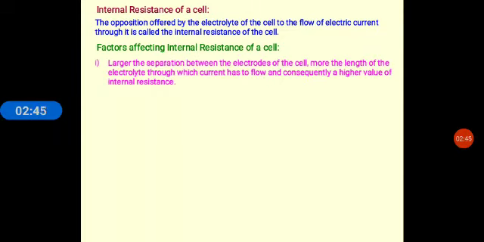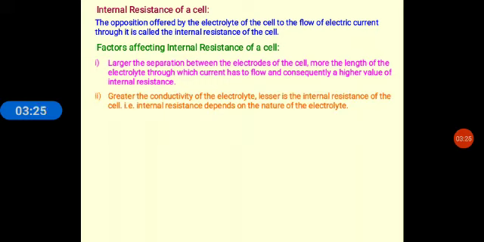Initially, the internal resistance of a cell depends upon the separation between the two electrodes which are dipped in the electrolyte. The larger the separation between the electrodes of the cell, the more the length of the electrolyte through which the current has to flow, and consequently a higher value of internal resistance. That is, when we increase the distance or separation between two electrodes in a cell, the internal resistance increases.